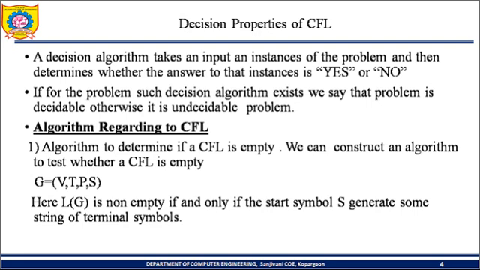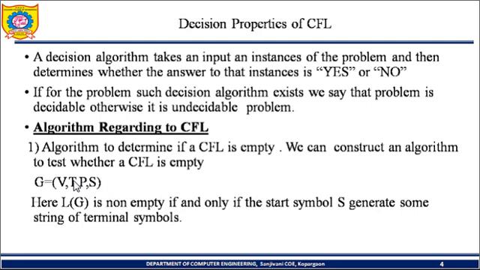Now, based on this, there are two decision properties of CFL. Sometimes they are also called algorithms regarding CFL. The first property is to determine whether the CFL is empty or not, and the second is whether the CFL is finite or infinite. So first, the algorithm to determine whether a CFL is empty. How do we determine whether a CFL is empty? First of all, we have to construct the algorithm to test whether the CFL is empty or not.